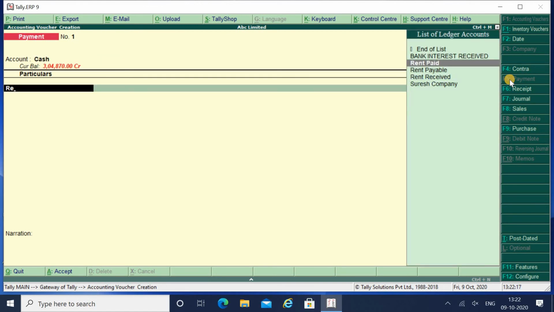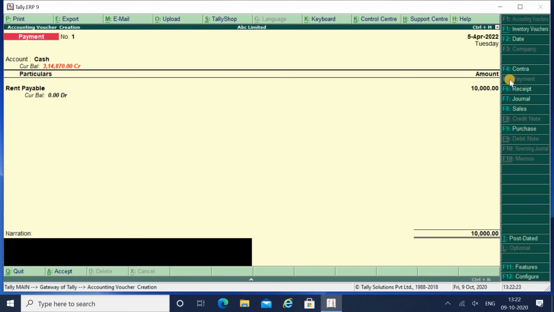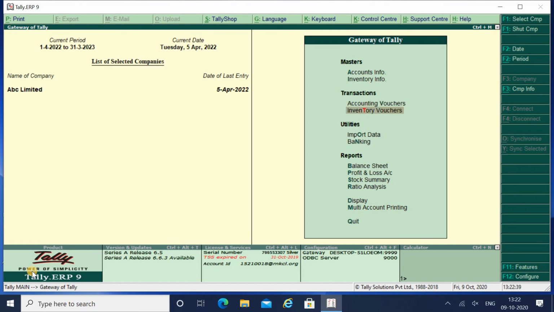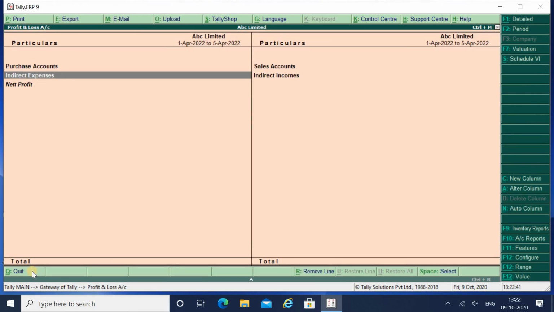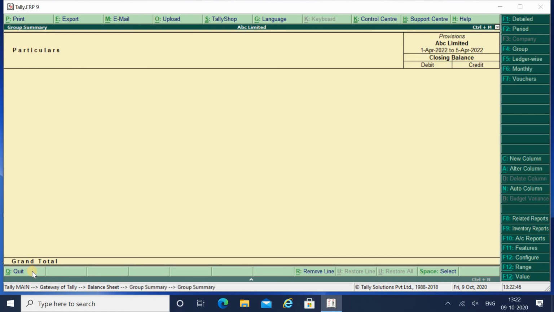Now you don't have to use rent paid. You have to use the ledger rent payable, and 10,000. Now we are not supposed to make any entry in the profit and loss account, because rent payable is outstanding from the previous financial year, and hence it should be paid off. Payment made. Accept this entry. Now how will we see this effect? In the profit and loss account, nothing. And in the balance sheet, go to current liabilities. You can see that our provisions have become nil.